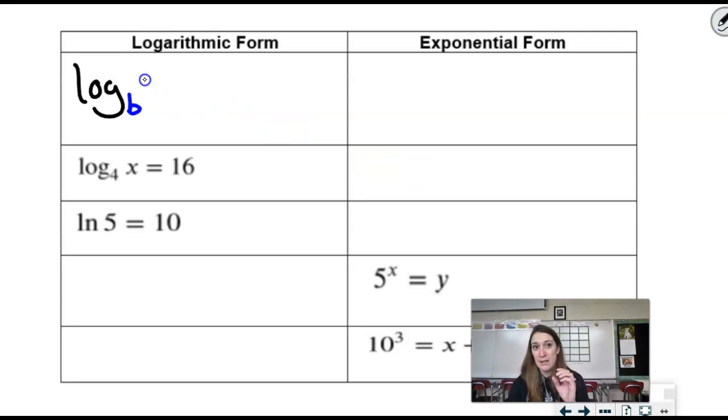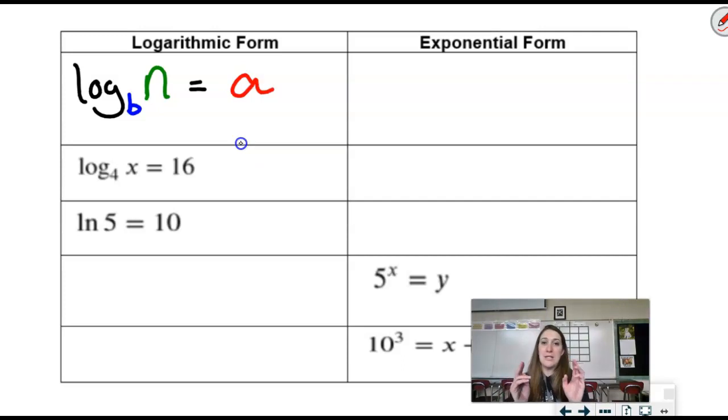And then inside of that logarithm, you have a number. And you can call it whatever you want. I'm going to call it n, and I'm going to use green for that. Okay. So this logarithm will equal some form of an answer, which I'm going to call a, because I'm very clever like that. All right, this is logarithmic form.